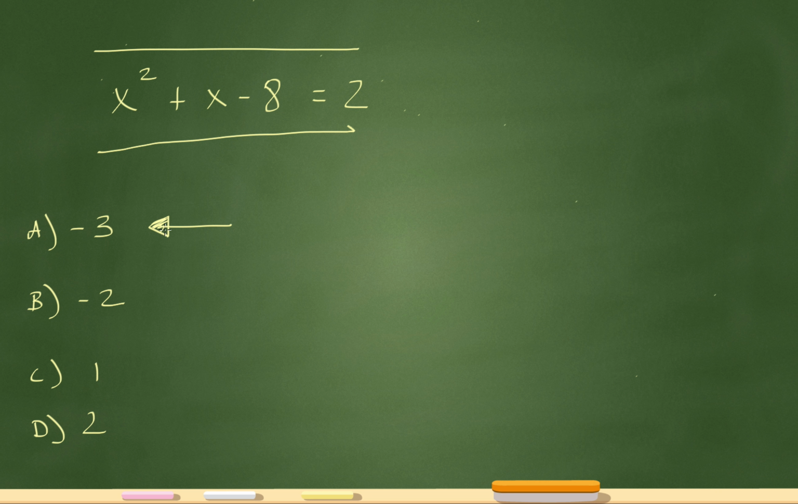Now, if -3 works out when I throw it in for x, out of all of these answer choices, is -3 the smallest one, or the lowest possible value? So if this works out, then this is my answer. But if it doesn't work out, then I'll go to -2 and so on. So let's try -3 first.